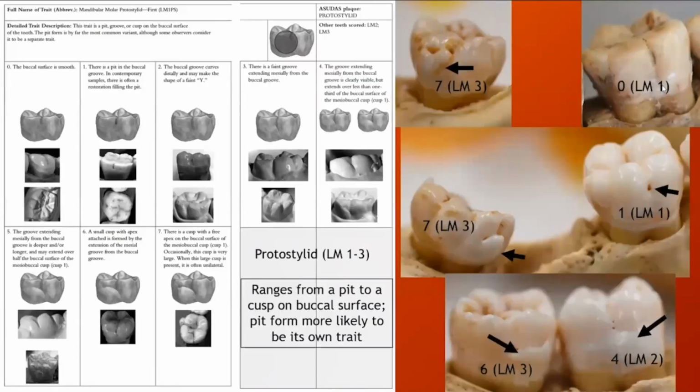And you can see on these pictures, we have our little pit form there. It's the one on that lower first molar, and then different gradations are presented here as well. And now we're going to shift it back to Heather for some more occlusal traits.